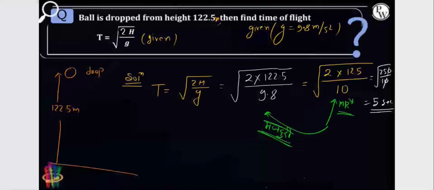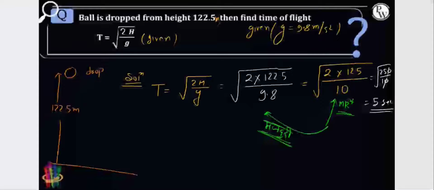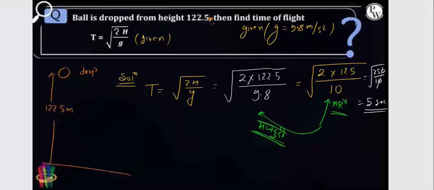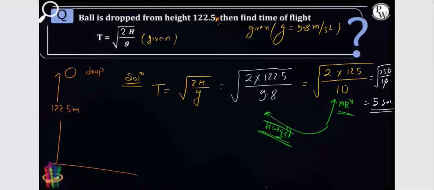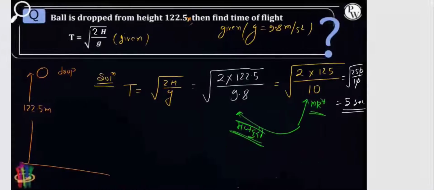We can approximate 122.5 into 125, because the calculation will be easier. Then 9.8 can be replaced with 10, and if you calculate it, you will get 250 divided by 10. The answer has to be 5 seconds by approximation, but the actual answer is also 5 seconds, because the numbers are arranged in such a way that at the end you're going to get 5 seconds only.